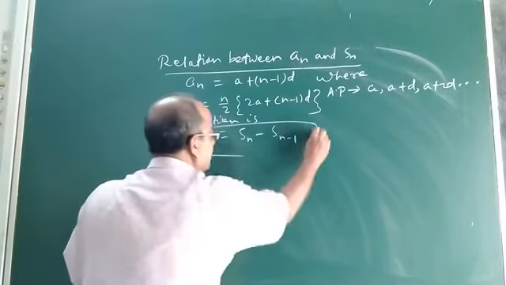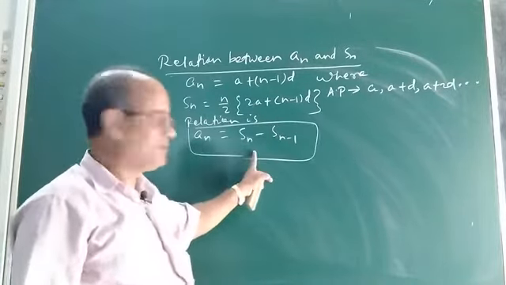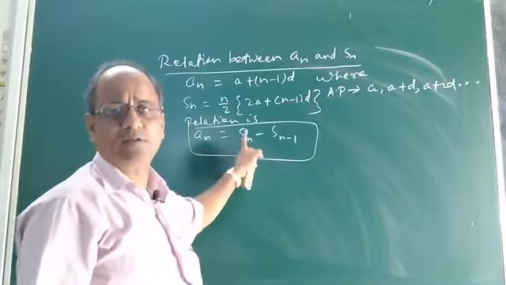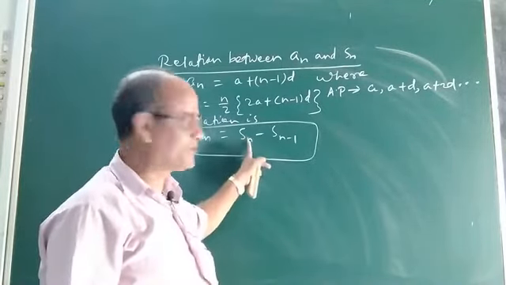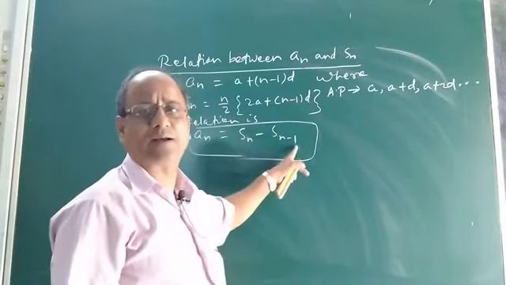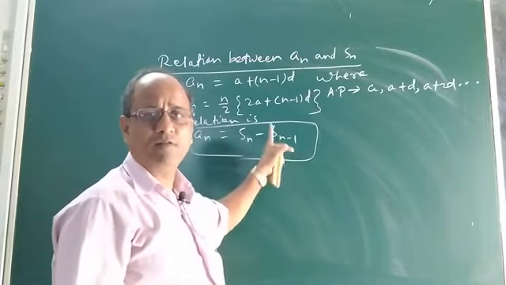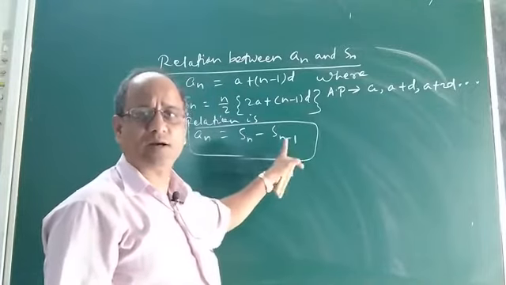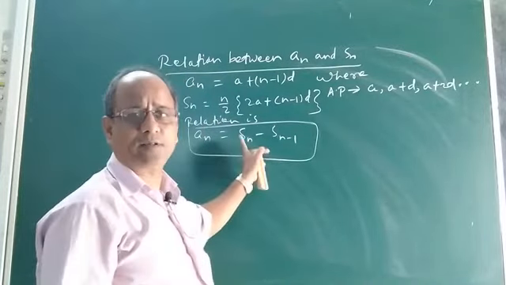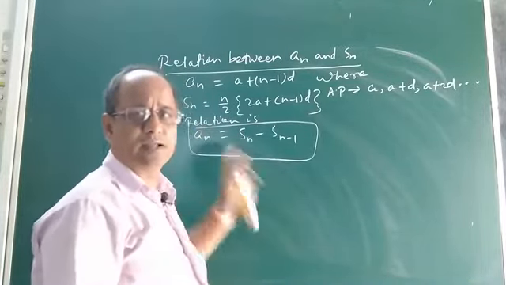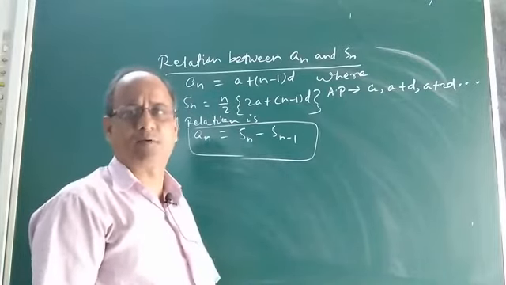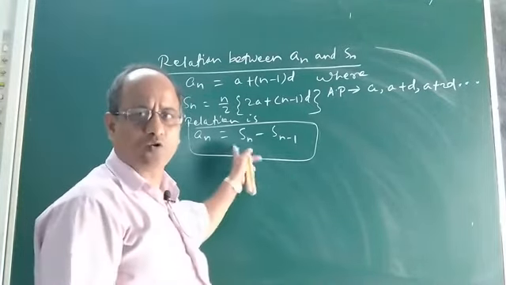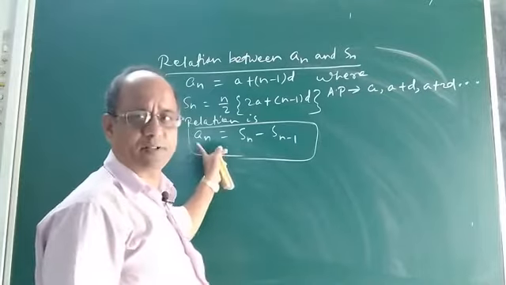What is the meaning, you see? Sn stands for sum of first n terms. And what does Sn minus 1 mean? It is the sum of first n minus 1 terms. So if the sum of first n minus 1 terms is subtracted from the sum of first n terms, we will get the general term or nth term of the AP. So how to prove it?